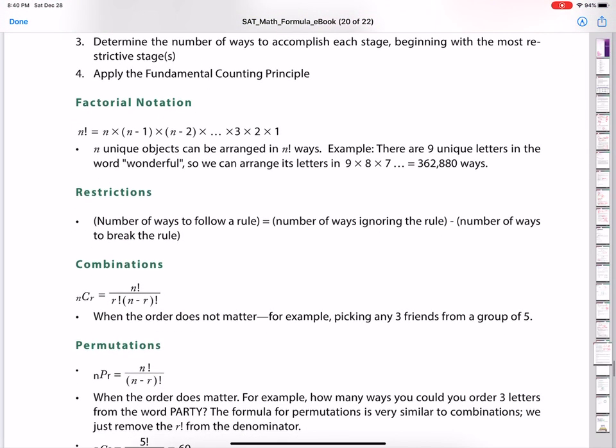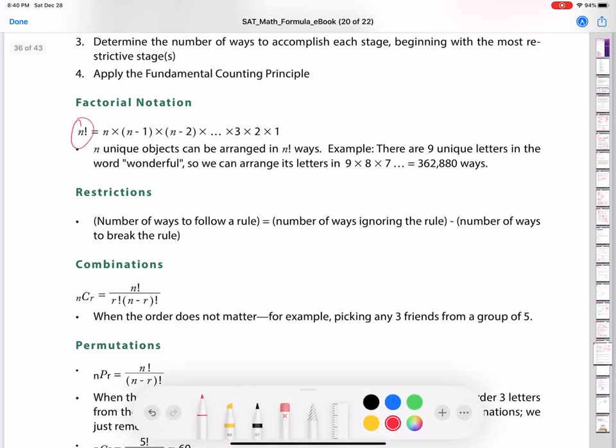Factorial notation. What is n factorial? 5 factorial means what? 5 times 4 times 3 times 2 times 1. That means you have 5 people. So how many different lines can you make with 5 people? Or we have n unique objects that can be arranged in n factorial ways. That makes sense? So we have 5 colors, then we can arrange 5 colors in order in 5 factorial different ways. That is the factorial concept.